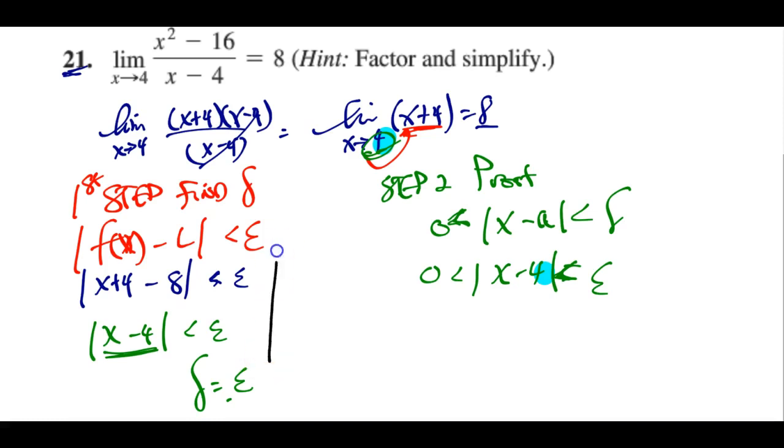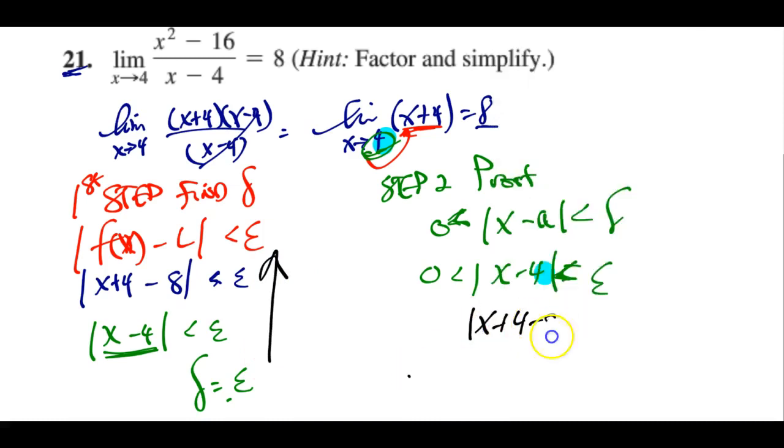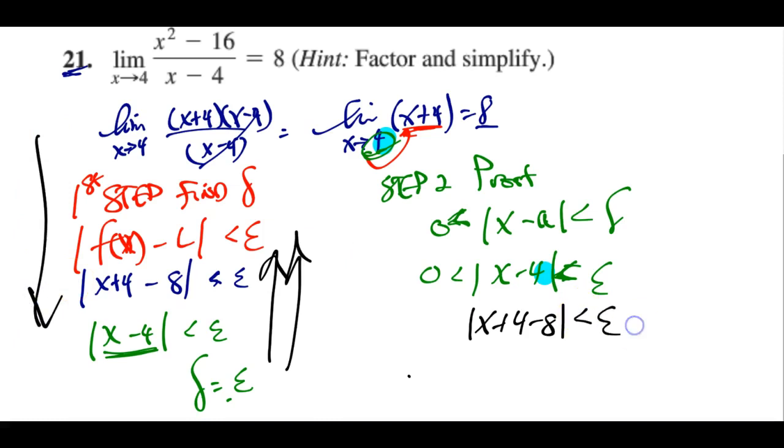So really, I'm just reading this backwards. You just rewrite everything backwards for the proof. So you really have the proof complete. You just need to write everything backwards from the process that you used to find delta. So I'll write this backwards, and sure enough, there it is. There's the function minus the limit is less than epsilon, and that's your proof. I hope you found this video helpful. If you have questions, shoot me an email.